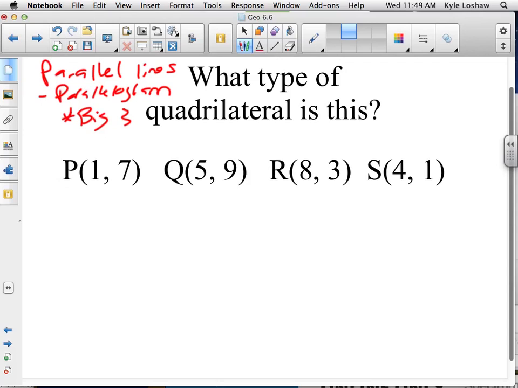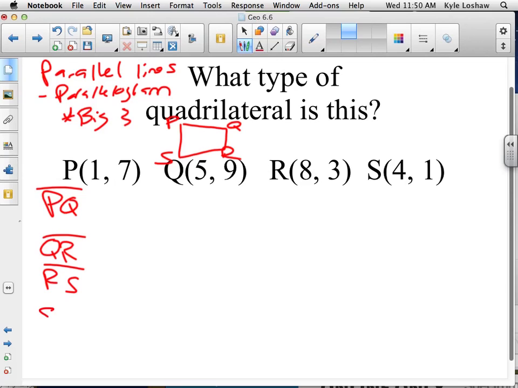So the first thing we're going to do, let's look at the slope of each. We have PQ, we have QR, and these are each sides, because think about it, we have PQRS. That is this quadrilateral here. So we need to look at PQ, then QR, then RS, and then SP. So the first thing we want to do is find the slope of each. We want to find the slope of PQ first.